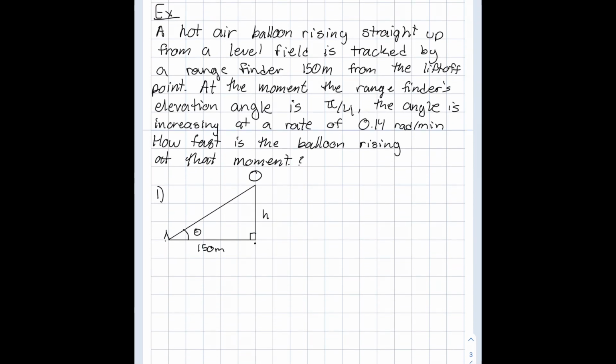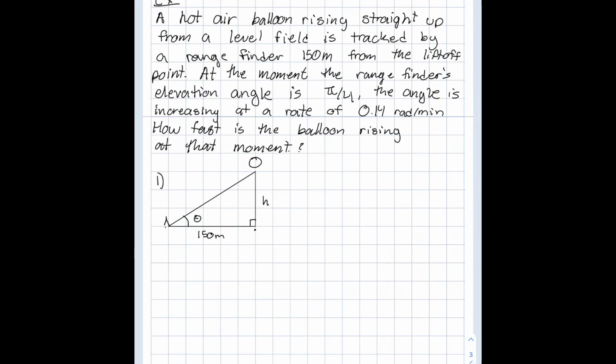So next, we're going to write down some numerical information that we couldn't really fit in our picture. We're given that the angle is increasing at 0.14 radians per minute when the angle is pi over 4. So I called theta my angle, so d theta dt, the rate at which the angle is changing with respect to time, is going to be 0.14 radians per minute when theta equals pi over 4.